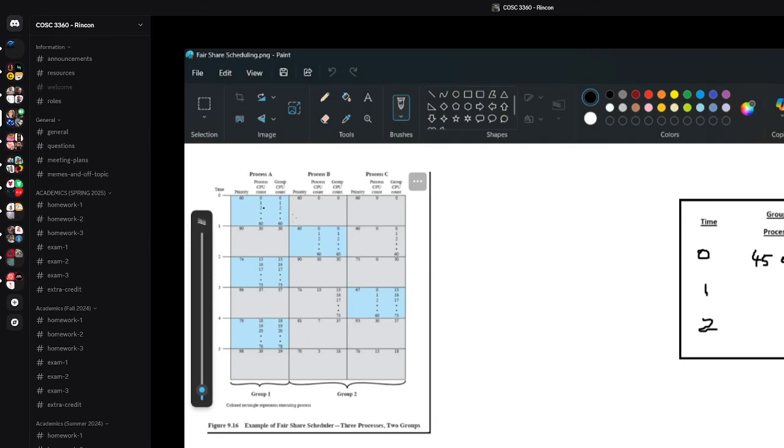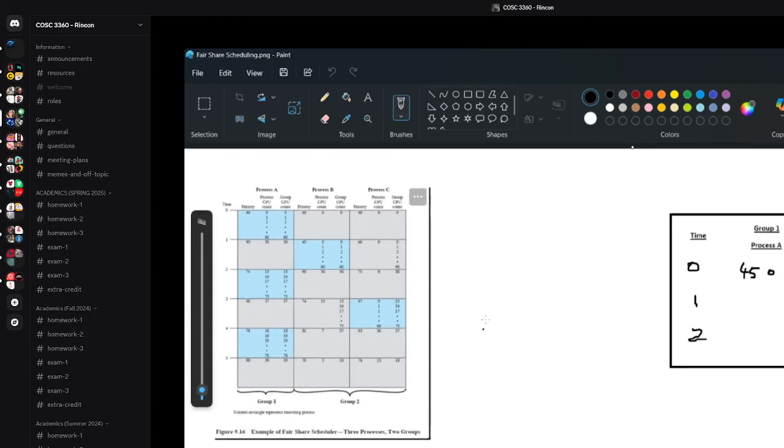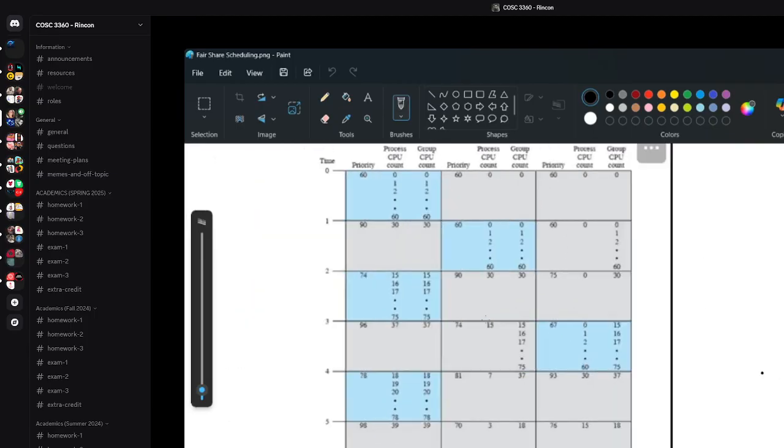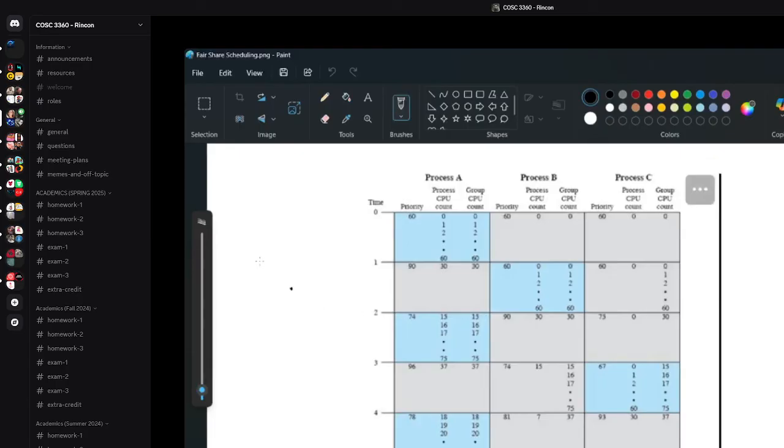Okay, so fair share scheduling. This is gonna be 100% on your exam, so I am allowed to say that, I'm pretty sure. So do definitely study for this one. Okay. Can y'all see my screen, by the way? Just want to make sure. Yes. Okay.